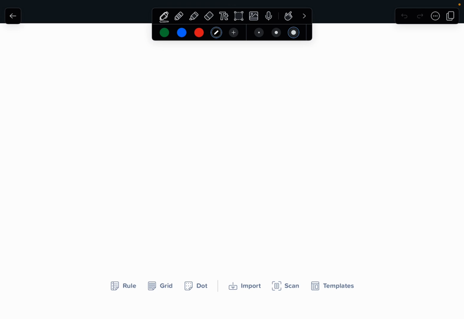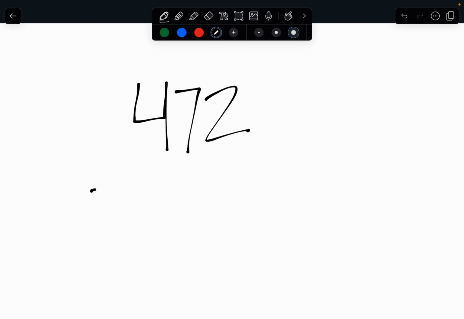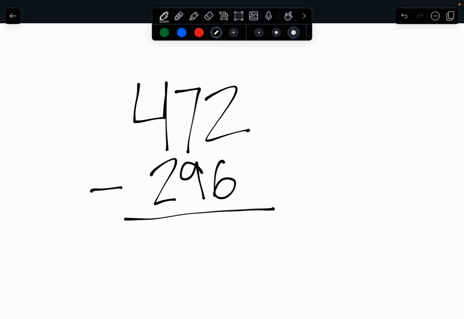Now, if you remember, the past couple days we've been talking about subtraction and borrowing from the tens and borrowing from the hundreds. Today we're going to do some problems where you have to borrow from both the tens and the hundreds, okay? So we're going to do a couple examples together. Here's our first one. 472 minus 296. Okay? I'm going to use a different color pen now so you can see what I'm doing, okay?